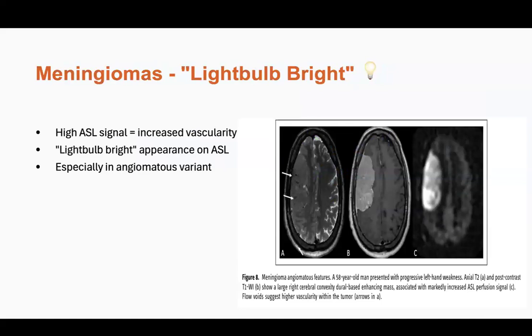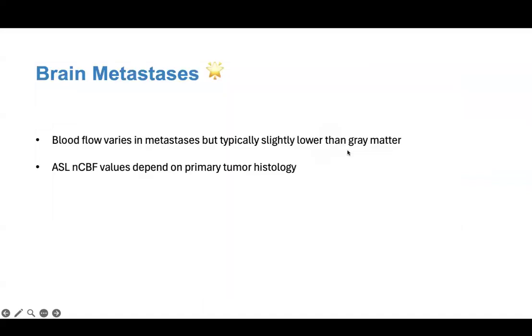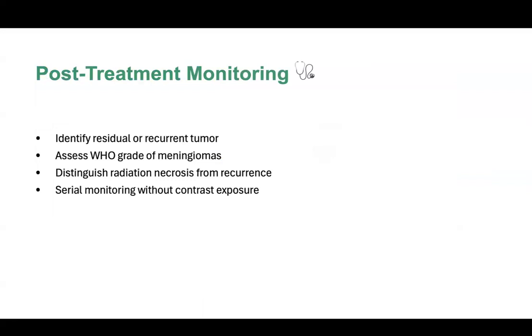In meningiomas, we have a special sign called the light bulb sign. This is a patient with a dural-based lesion, and because of its increased perfusion, we can have this. Brain metastasis can have both hypoperfusion and hyperperfusion patterns based on the primary histology of the tumor. It can be used for recurrence monitoring, WHO grading of meningiomas, and serial monitoring without contrast exposure.